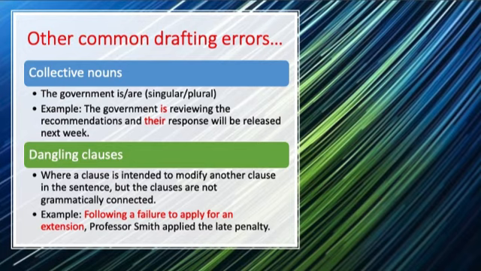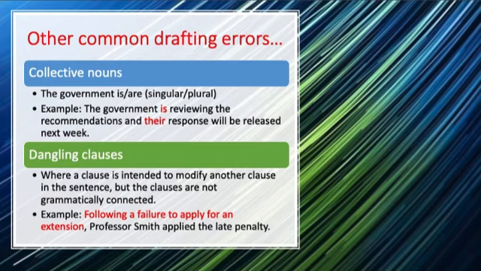Moving on to dangling clauses, these are particularly problematic because often a clause is not connected grammatically to another clause within the same sentence, and it can cause confusion in interpreting the relevant sentence. So you can see the example on the slide there. Following a failure to apply for an extension, Professor Smith applied the late penalty. Now, note that the words highlighted in red are the first clause, then there's a comma, and then a second clause follows in the same sentence. The first clause is problematic because it does not tell us who failed to apply for the extension. We have no indication of the subject in that sentence.